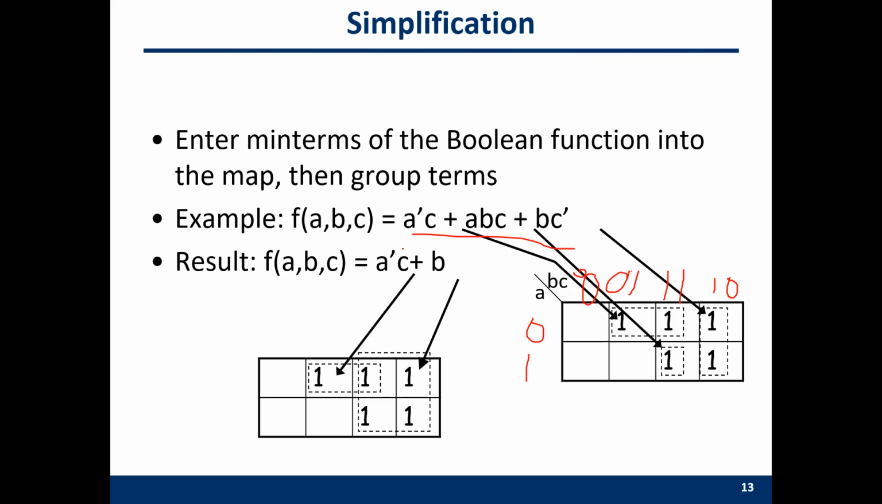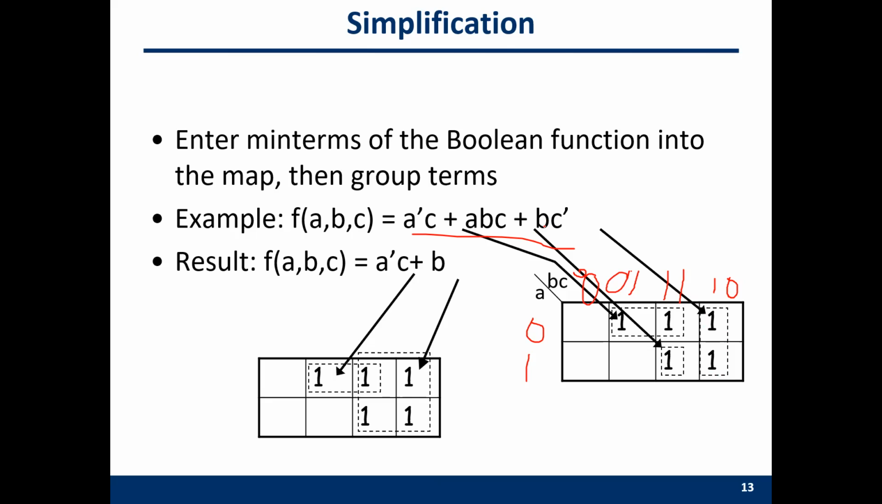Since we have A bar C here, then A has to be 0, and C has to be 1. We have no other items, so B can be 0 and B can be 1. So this item is actually equivalent to these 2 boxes. And this item is related to this box. And this item is related to these 2.